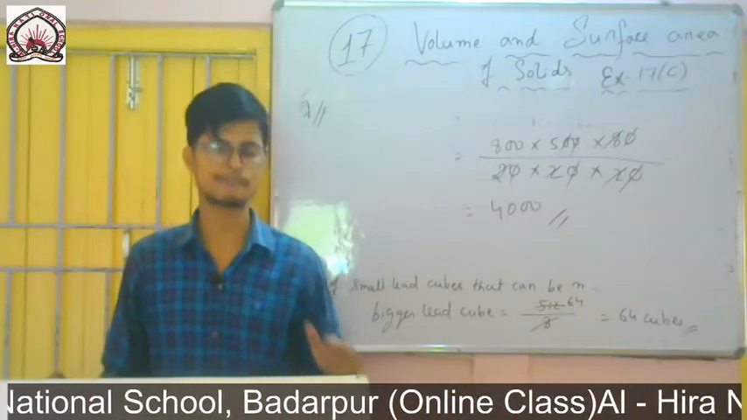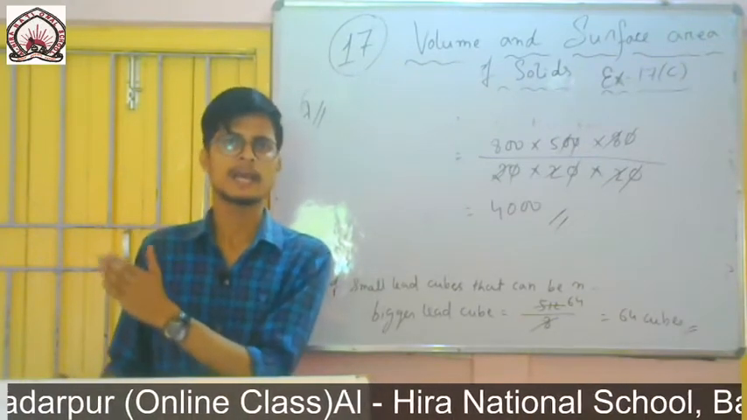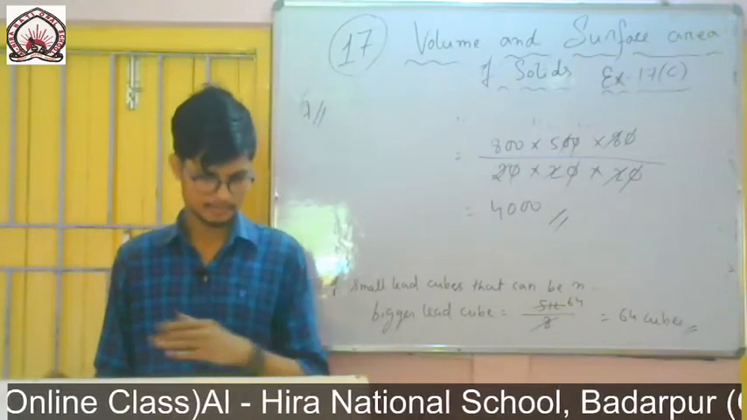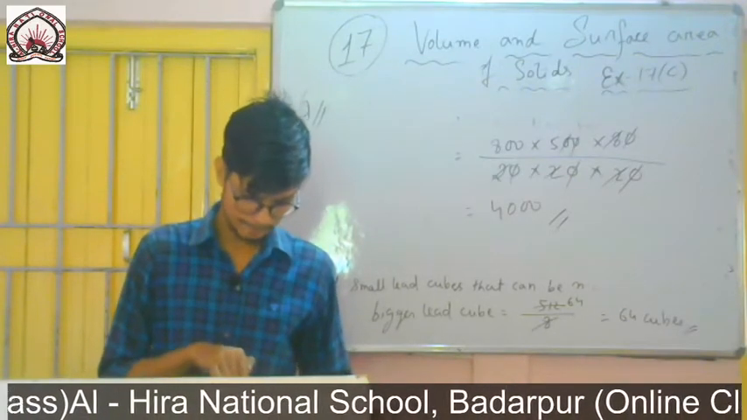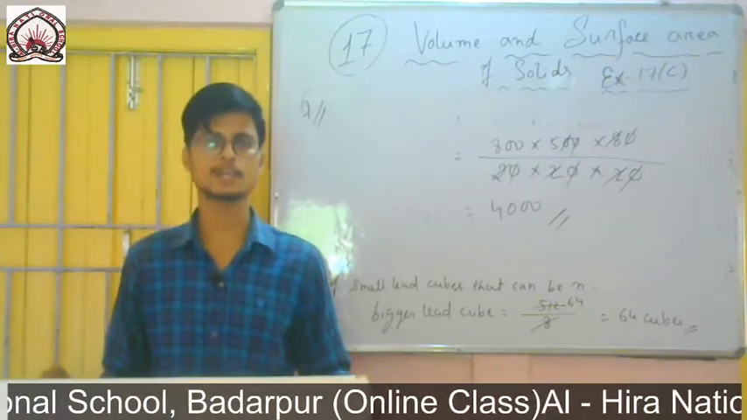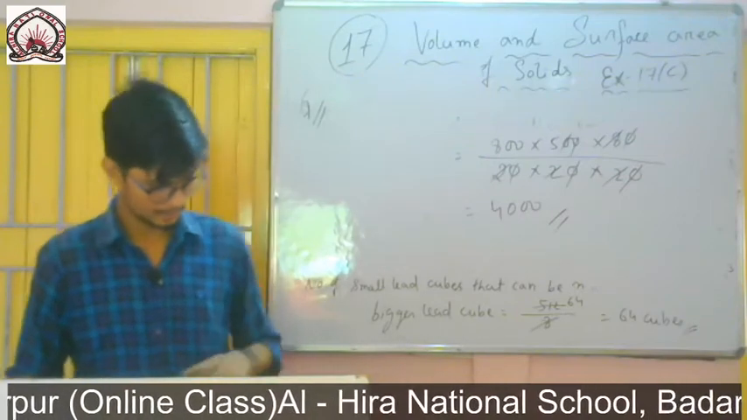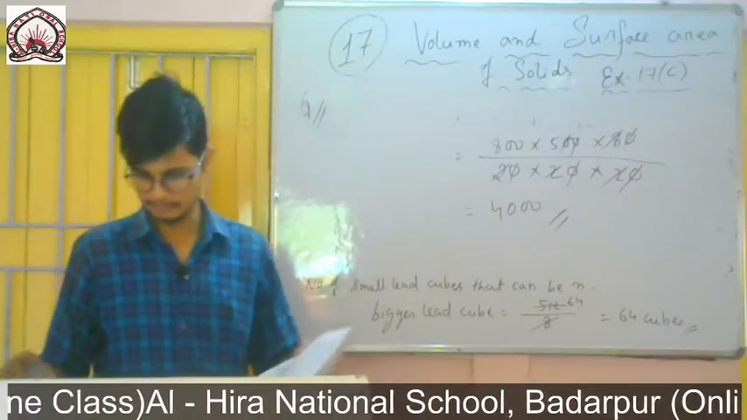We know the total surface area of a cuboid is length into breadth plus breadth into height plus height into length, and that of a cube, the total surface area of a cube, is 6L square. We will use this formula, we will find the value, and then we will find the ratio. Okay, let me do it.